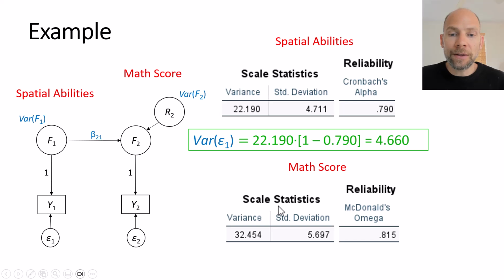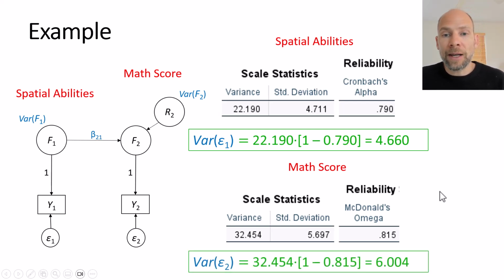Again, using the variance estimate for the scale and McDonald's omega reliability, the coefficient omega, and then this formula, I obtained 32.454, the variance, times 1 minus the reliability, 0.815, and so the error variance component for the second scale is then 6.004. Now, these are the ones that you want to use in your model.